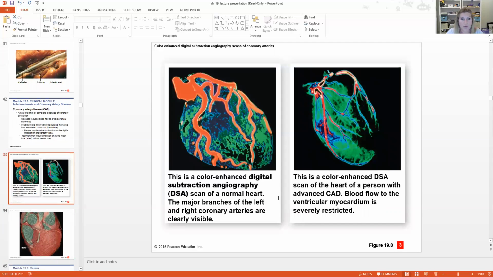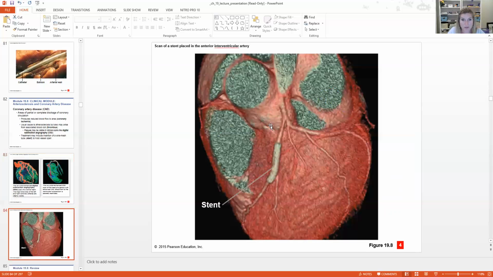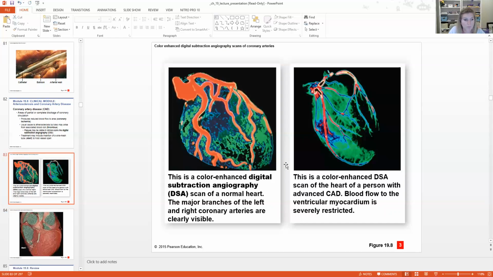This is what I was talking about with those angiographies or different types of imaging that can be used to trace the blood flow, where the blood is going. You can put a stent in to hold the vessel open.